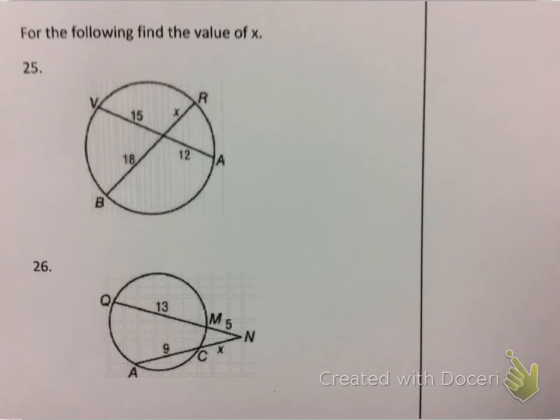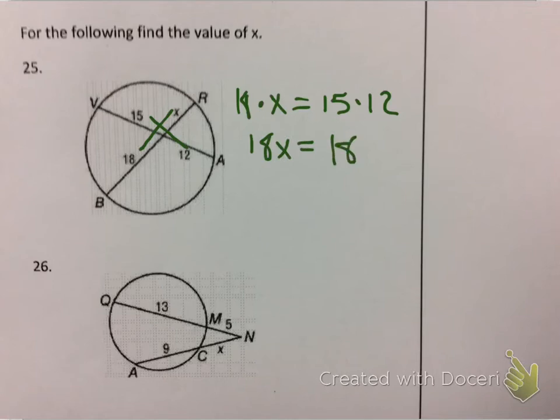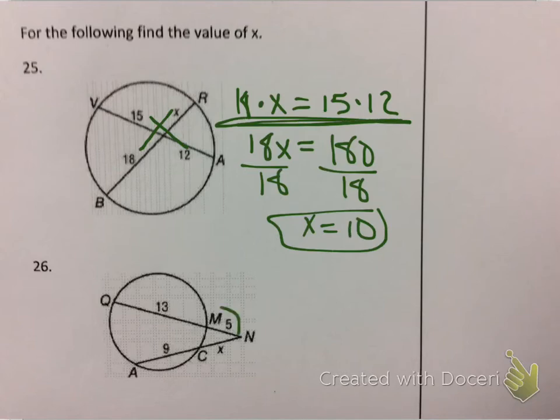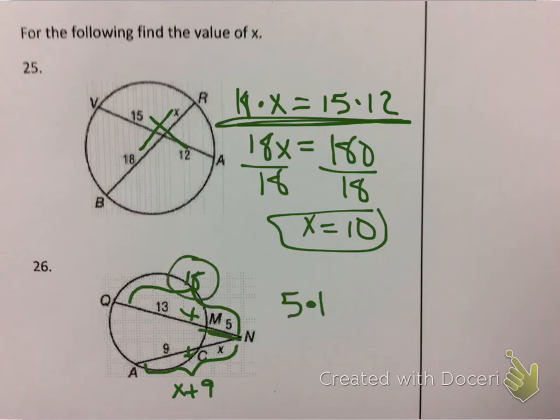Anyways, so here, when you have intersections on the inside, you've got to multiply. So 18 times x equals 15 times 12. And again, that's 18x equals 180. Solve, you get x equals 10. On the other one, you need to add them first. So 13 plus 5 is 18. X plus 9 is x plus 9. And you say the outside times the sum. Then put it into the numerical solver if you don't know how to do that, and you should get an answer of 6.